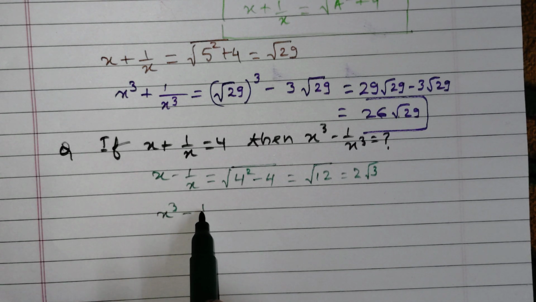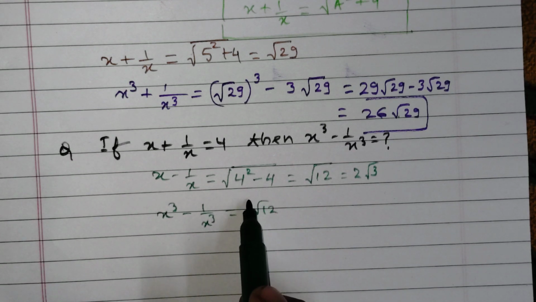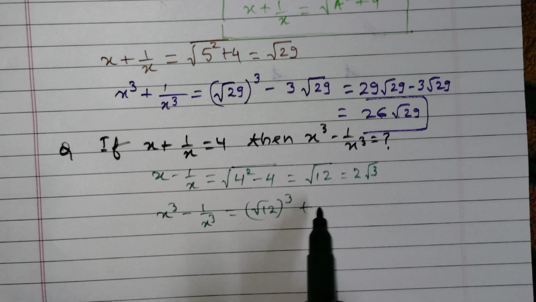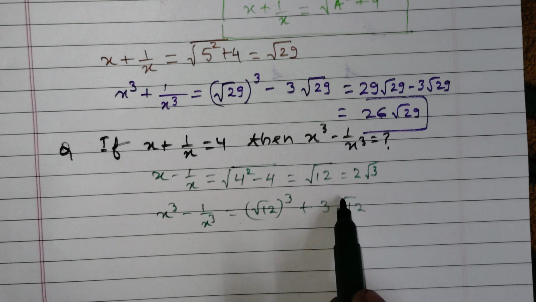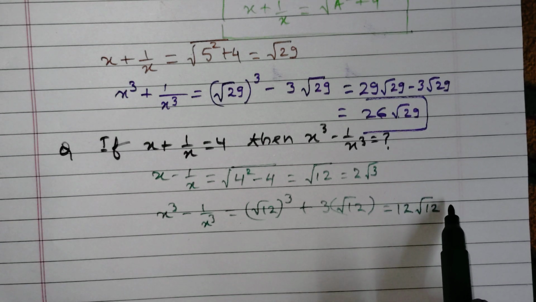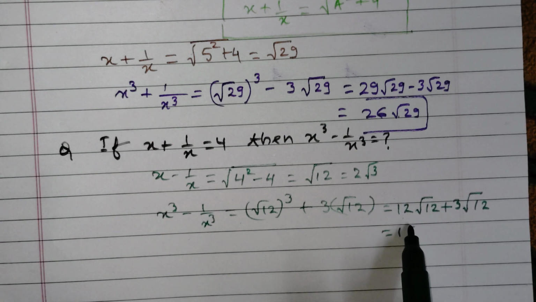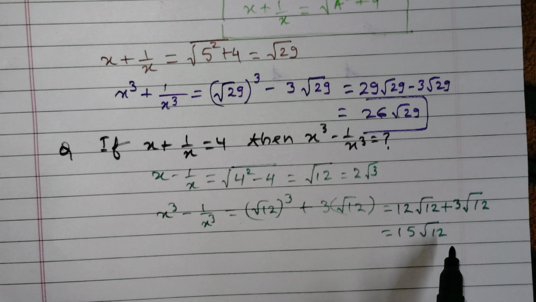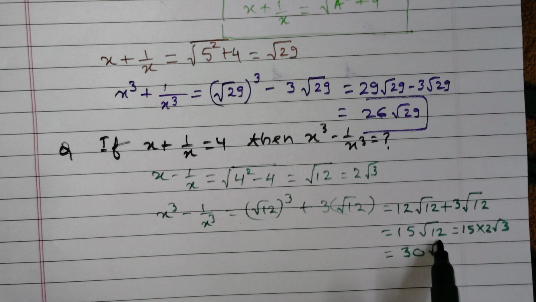So x cube minus 1 upon x cube can be found out easily by using our identity. So first we write square root 12 cube, then plus 3 times square root 12. Square root 12 cube is 12 square root 12, plus 3 square root 12. So 12 plus 3 is 15 square root 12. Square root 12 is 2 root 3. So in terms of 2 root 3, we can write 15 into 2 root 3. So 15 times 2 is 30, 30 root 3 is the answer.